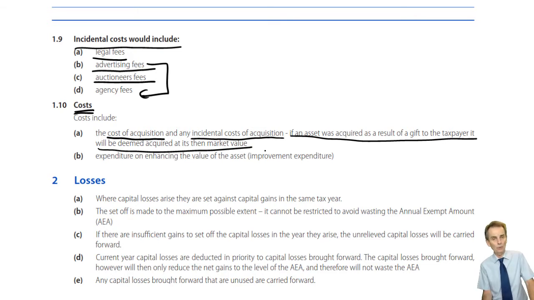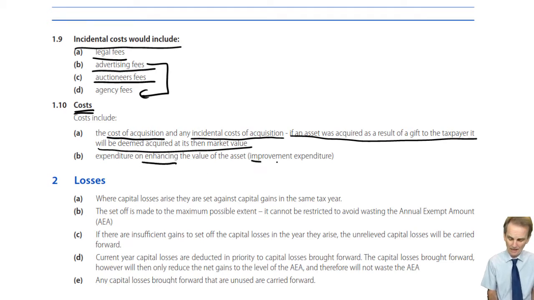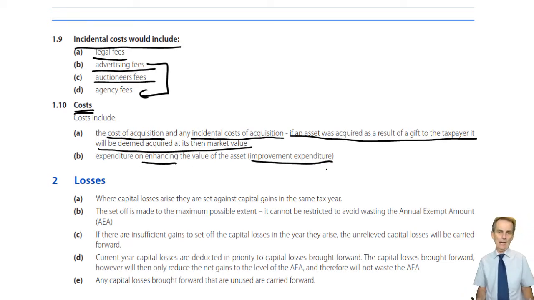Now, from the point you bought it, you might go on and incur further expenditure, otherwise known as enhancement expenditure, improvement expenditure. Like we discussed at the very beginning of this chapter, you buy a property and you build on an extension, a conservatory, a garage there. Those costs have clearly enhanced the value of what you then go on to sell when ultimately you dispose of that property. So any and all such costs will be allowable.